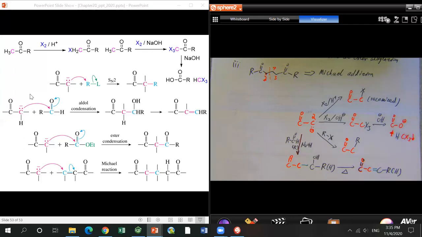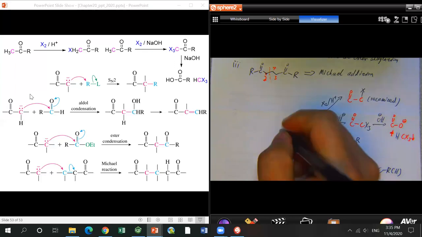Right, and it really depends on the reaction conditions. So in the exam, if I only show NaOH as base, you just draw an aldol product. But if I show some heat, that means I want you to show the aldol condensation product, the dehydration product.